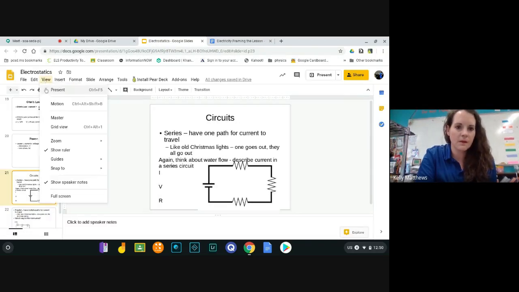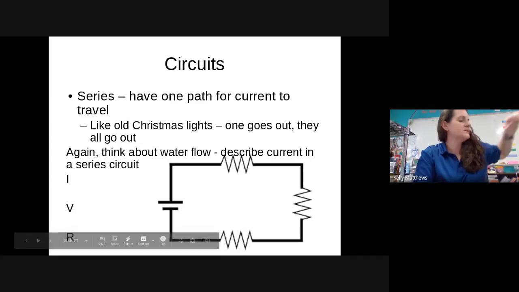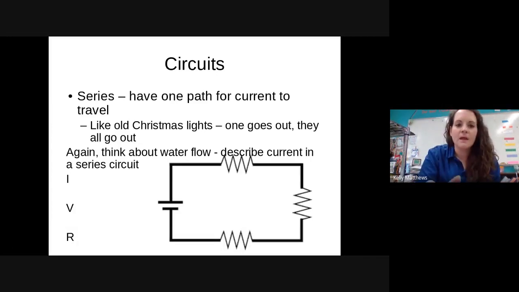So a series circuit is the most simple one that we can have. And okay, so I found this. Siri's trying to help us out. Siri heard series. A series circuit has one path for current to travel. It's like old Christmas tree lights. If you've ever dealt with those, and one goes out and then they all go out because they have only one path to travel. And if the path gets broken, then the current can't flow. It doesn't have anywhere else that it can go.